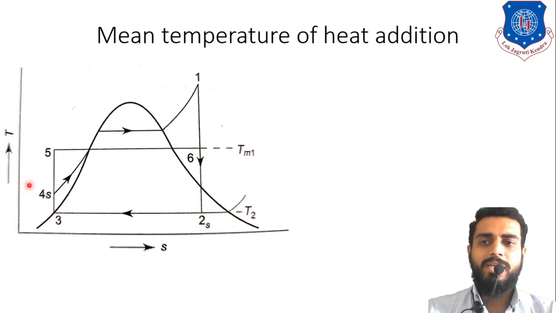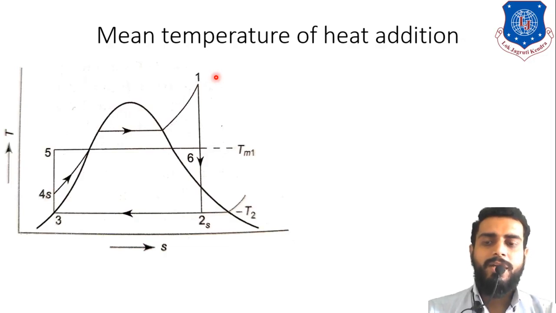As you can see here, a TS diagram is plotted, and on the TS diagram we have one saturation curve. On that saturation curve we have a Rankine cycle plotted like this. The Rankine cycle is plotted as 1, 2s, 3, 4s and back to 1. Now, what is the mean temperature of heat addition?